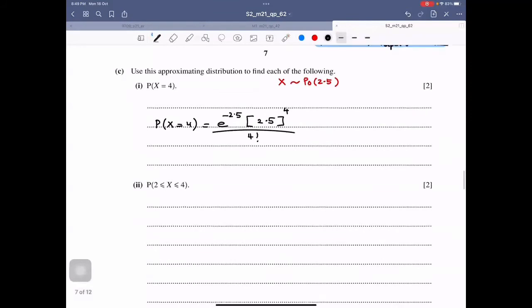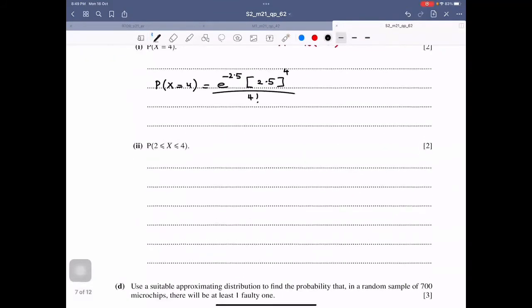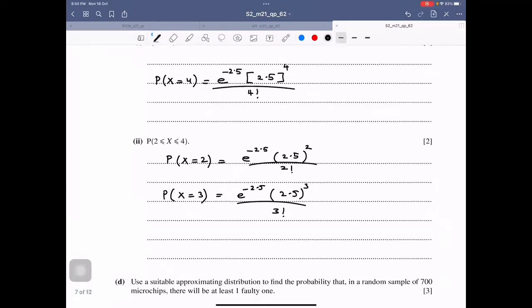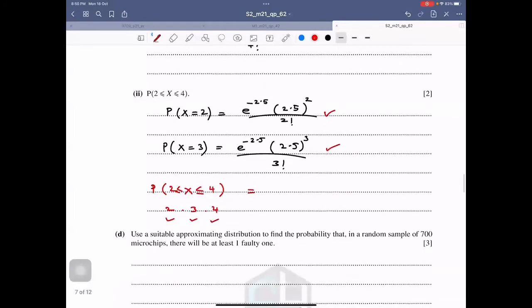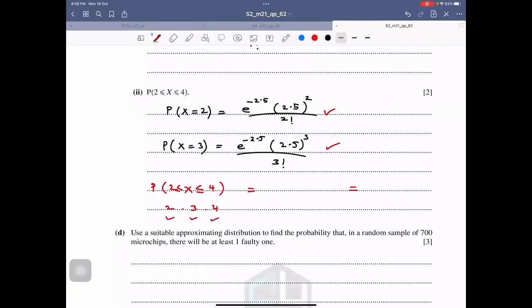And then you use a calculator. Probability X lies between 2 and 4. So probability X equals 4 is already calculated. You can calculate probability X equals 2 and probability X equals 3. e raised to the power of minus 2.5, 2.5 squared over 2 factorial. e raised to the power of minus 2.5, 2.5 cubed over 3 factorial. And then you would add these up, and you will get the answer for probability X lies between 2 and 4, because 2 to 4 includes 2, 3, and 4. All 3 values need to be calculated, added up, and take care of the accuracy.